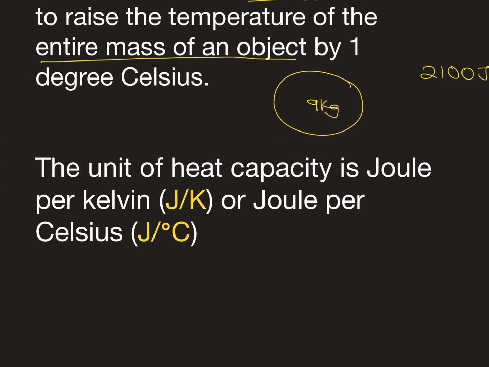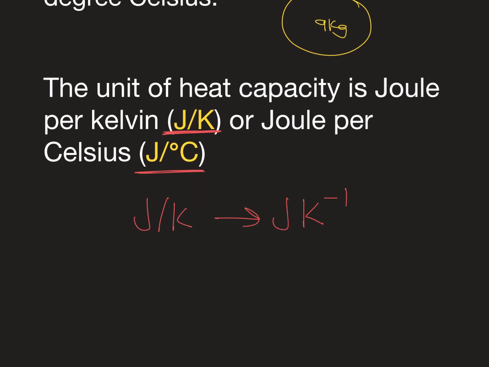Moving on, the unit of heat capacity is joule per Kelvin or joule per degree Celsius. That is, for the joule per Kelvin, you can also write it as J K to the negative 1. And for the joule per degree Celsius, you can write it as J degrees Celsius to the negative 1. That is heat capacity. Okay? But we need something more specific called the specific heat capacity.